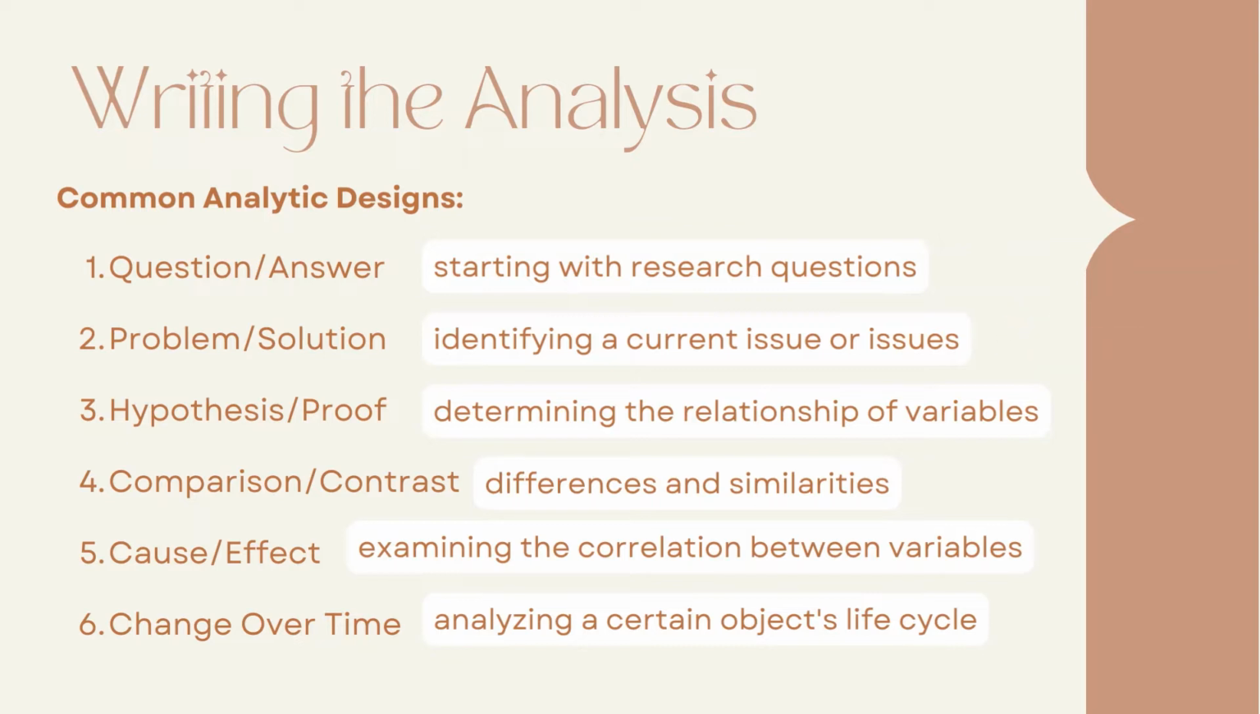Number 3. Hypothesis and proof. In this design, we try to find out about the truth of our hypothesis and the kind of relationship present between our variables. Number 4. Comparison and contrast, or determining the similarities and differences between the objects of our research. Number 5. Cause and effect. This is much like using the hypothesis design, since we're trying to see if there is a relationship between variables and what type of relationship it is.